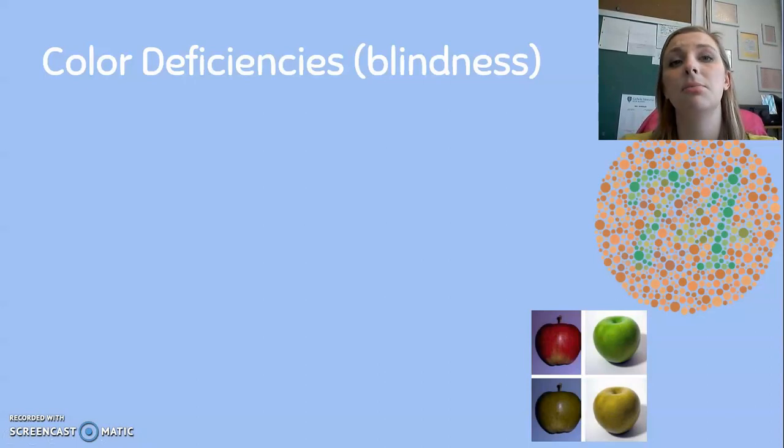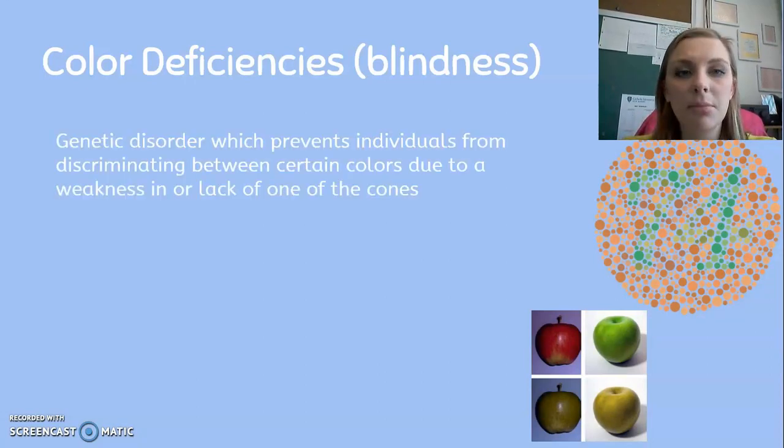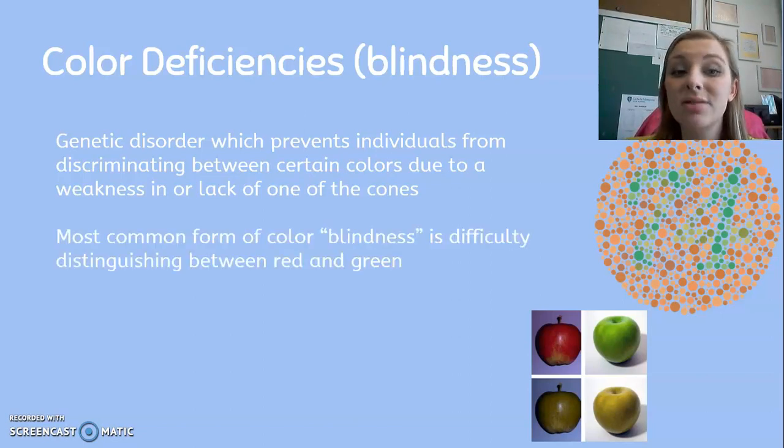We have some evidence towards this because of color deficiencies or color blindness. Color blindness is a genetic disorder that prevents people from distinguishing between certain colors, either because they have a weakness in or a lack of one of those cones, okay? So the most common form of color blindness is the difficulty of distinguishing between red and green.